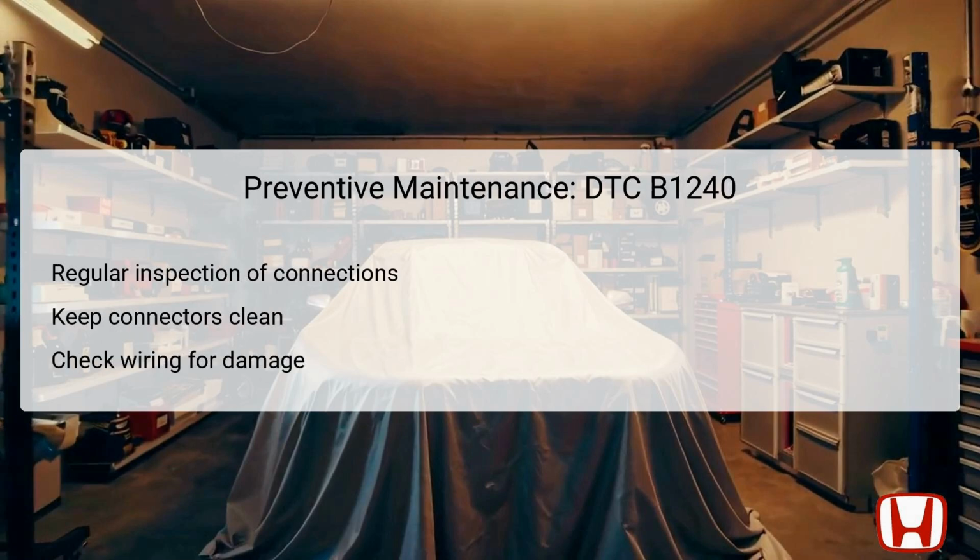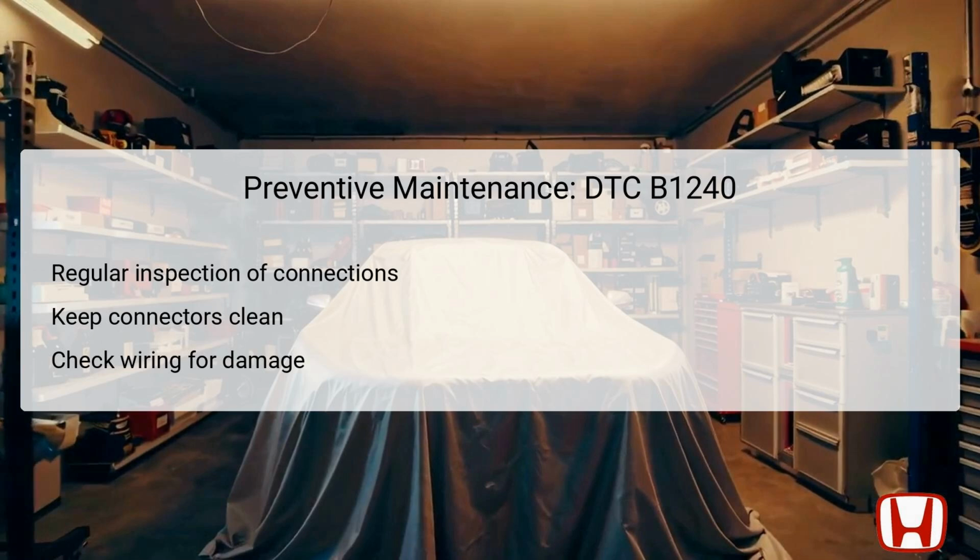Preventive maintenance plays a key role in ensuring the longevity and efficiency of the climate control system, thus helping avoid DTC B1240 in the future. Regular inspections of electrical connections associated with the mode control motor and climate control unit should be performed to identify any signs of wear or corrosion. Keeping connectors clean and securely fastened reduces the risk of intermittent failures due to poor contacts.